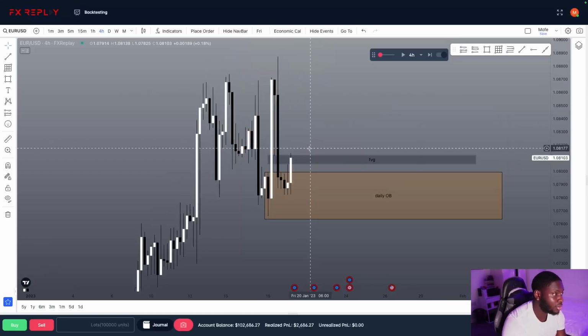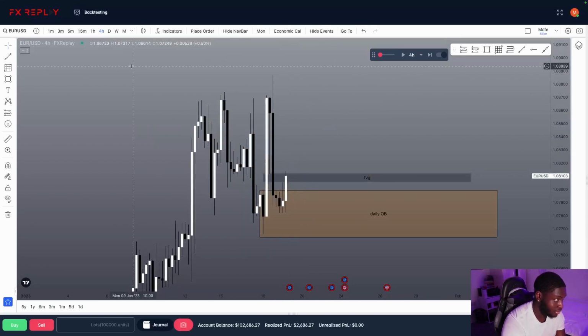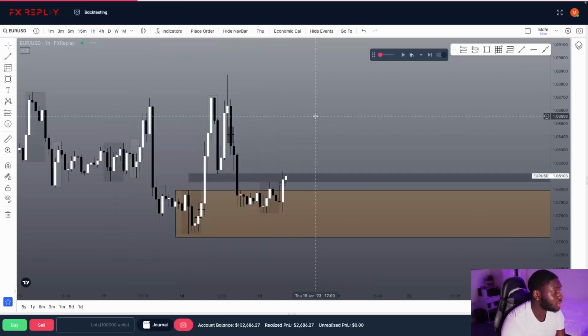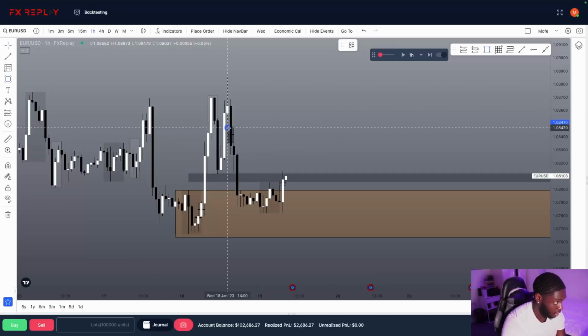If we close through it, we're most likely going to see price push for either these highs or maybe an hourly zone if there's one in there. Yep, this fair value gap. So we could see something like that.